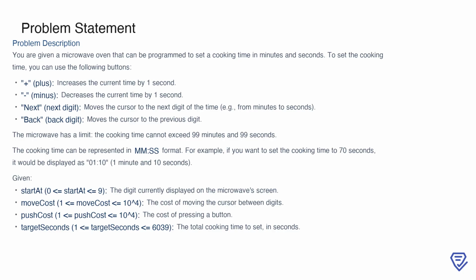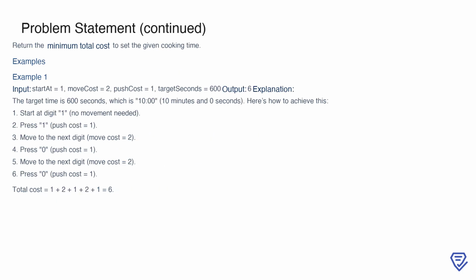The time is displayed in the format MMSS, so for instance, 70 seconds would appear as 1:10, meaning 1 minute and 10 seconds. You are provided with some key inputs: the current digit displayed on the screen, the cost of moving the cursor between digits, the cost of pressing a button, and the target time in seconds. Your goal is to determine the minimum cost required to set the desired cooking time on the microwave. To solve the problem, you need to calculate the minimum total cost to set the given cooking time.